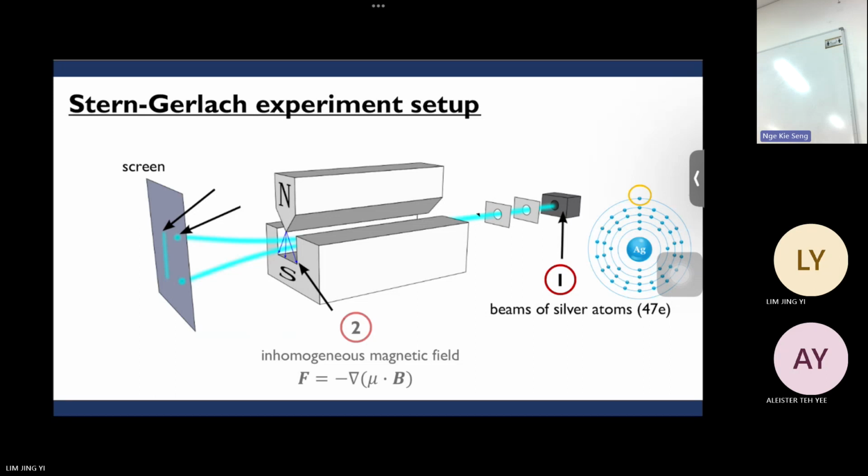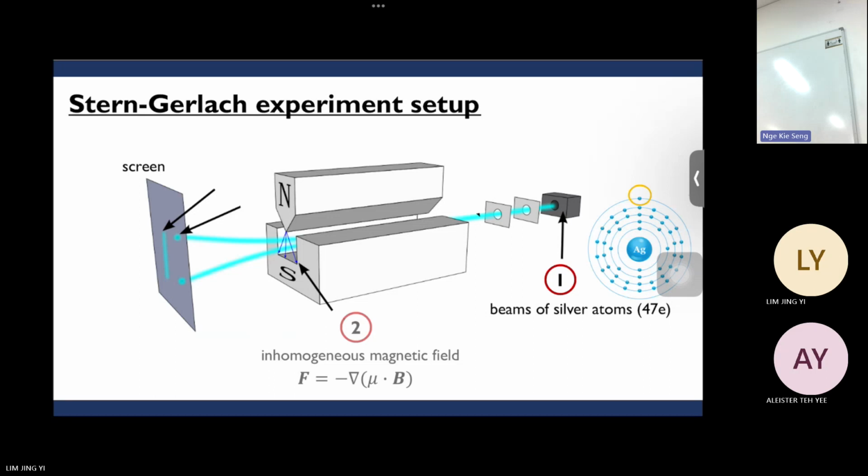Okay, so this is the setup of a Stern-Gerlach experiment. So how do they conduct this experiment? First of all, you need to choose an atom, and the atom that they have chosen is a silver atom. The reason why they choose the silver atom is because if you look at the electronic configuration of the silver atom, it consists of only one electron at the outermost shell. So they can precisely determine the magnetic dipole of this exactly one electron.